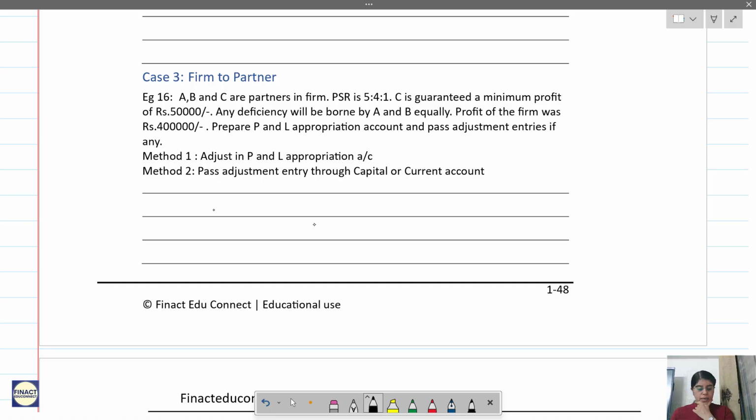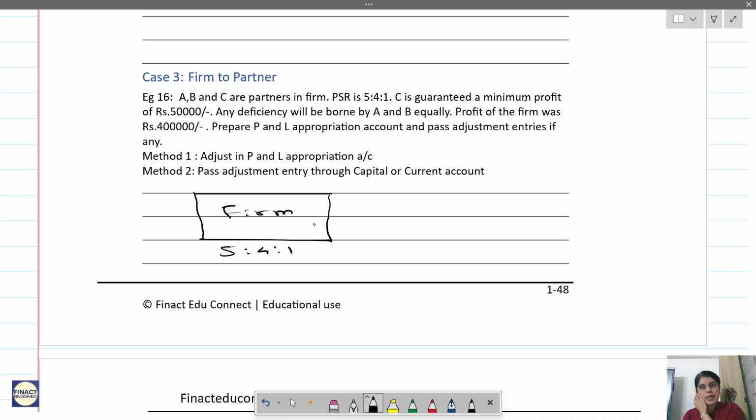So this is case 3. This is firm to partner. Okay, firm to partner. So in firm to partner, see, this is a firm. What has happened? See, A, B, C are partners and their profit sharing ratio is 5:4:1. So firm and their profit sharing ratio is 5:4:1.